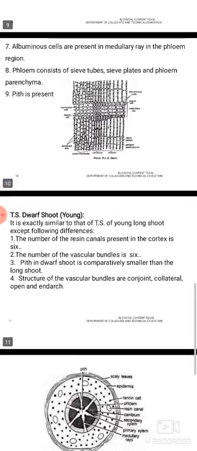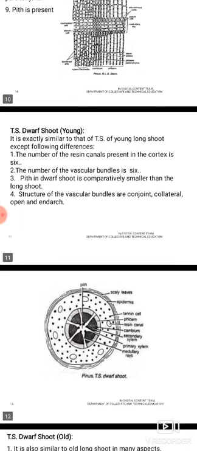Next is anatomy of dwarf shoot. So, the transverse section of dwarf shoot, that is young dwarf shoot, is similar to that of young long shoot except the following differences. The number of resin canal cells present in the cortex is 6. The number of vascular bundles is also 6. Pith in the dwarf shoot is comparatively smaller than the long shoot, and the structure of vascular bundles are conjoint, collateral, open, and endarch.